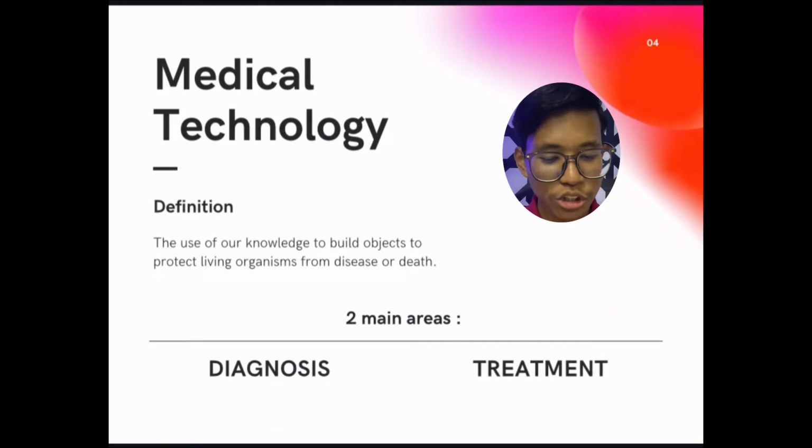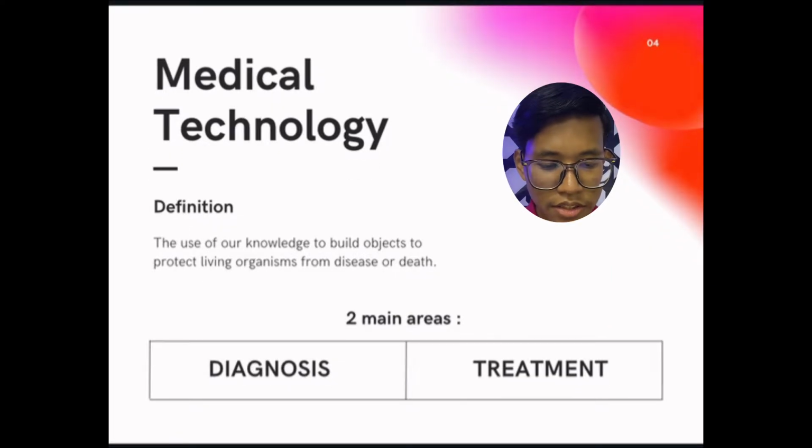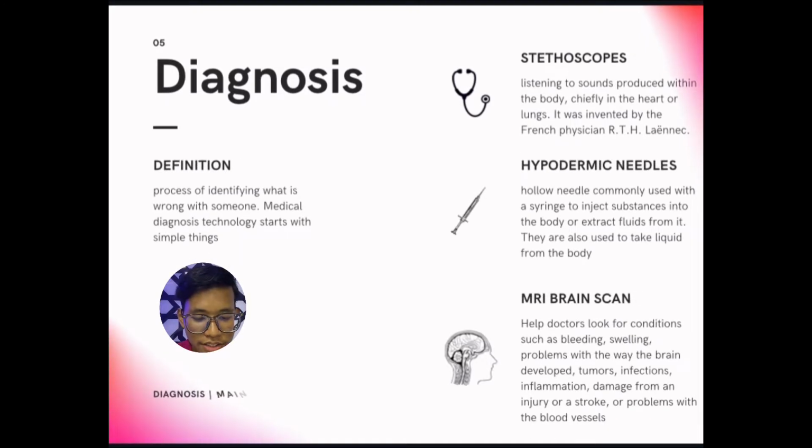For medical technology, the definition is the use of our knowledge to build objects to protect living organisms from disease or death. It contains two main areas, which are diagnosis and treatment. And for diagnosis, the definition is the process of identifying what is wrong with someone.